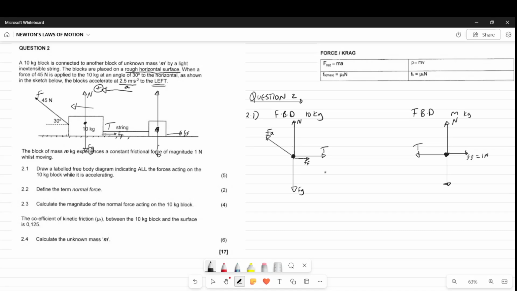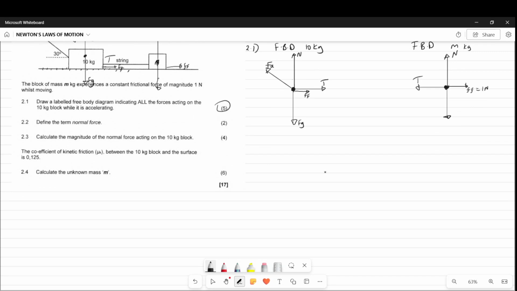So now, as you can see, for the 10 kg block, it had 5 marks allocation. So meaning that you should be having 5 forces. So as you can see, we had 1, 2, 3, 4, 5. So 5 marks, right? So that's the trick. So now let's move on.